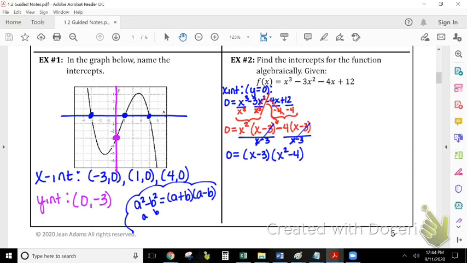And so when I look at this one, we got 0 equals x minus 3 I can't factor, but x squared minus 4 I can. So the square root of x squared is x, and the square root of 4 is 2. So I'm going to write it as x plus 2 times x minus 2. And now we don't have anything else left to factor, so we're going to set each of our factors equal to 0 and solve.